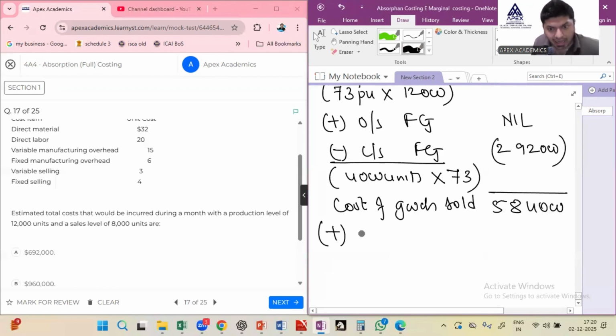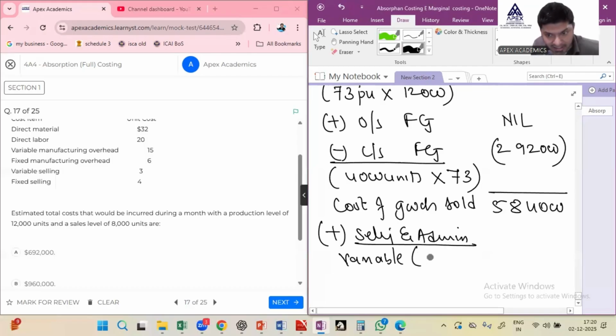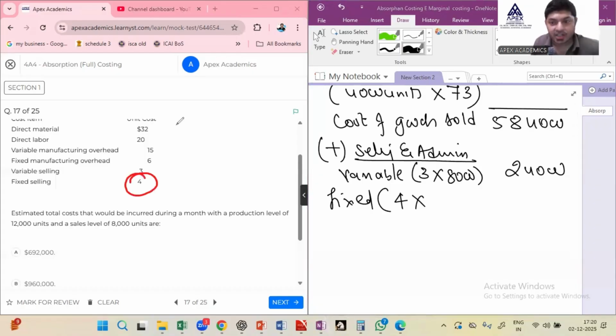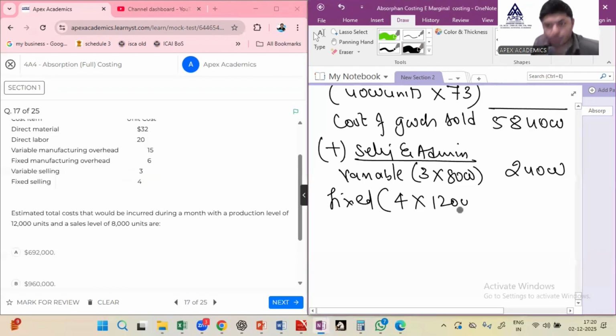To cost of goods sold, I will add my selling and admin and my distribution. In this, I can see that my variable selling, please try to understand, is 3 per unit. So it will be 3 per unit sold, which is equal to 8,000 units. So it will be 24,000. And don't make a mistake, my fixed is 4 per unit, but it will not be for sold. It will obviously be for the units budgeted to be manufactured, and that is going to be 12,000. Always remember, fixed cost go on budgeted, variable cost go on actual. So here your cost is going to be another 48,000.